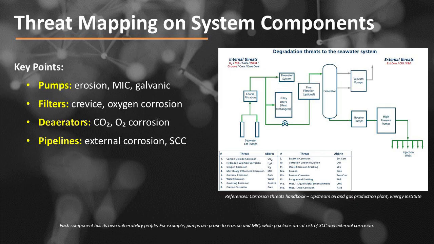Threat mapping on system components. Each component has its own vulnerability profile. For example, pumps are prone to erosion and microbially influenced corrosion or MIC, while pipelines are at risk of stress corrosion cracking or SCC and external corrosion.